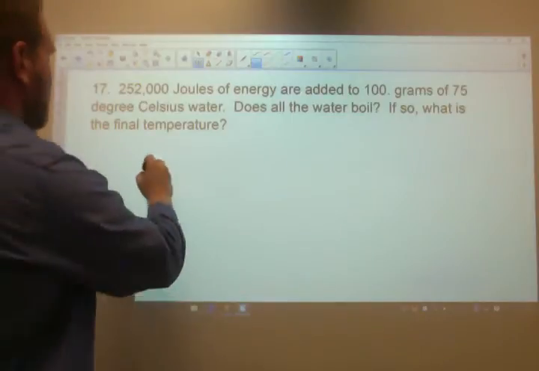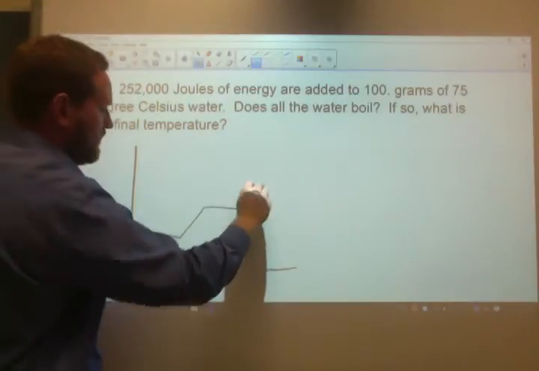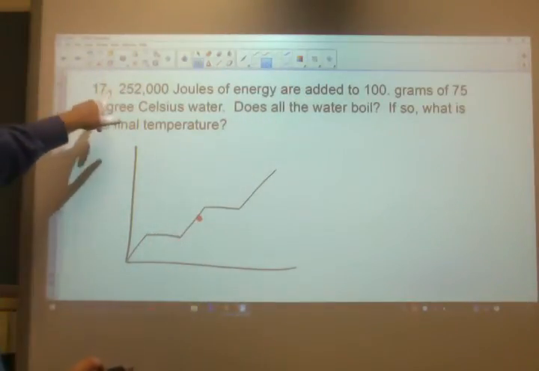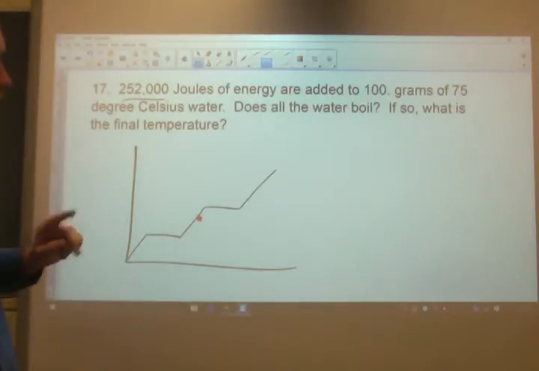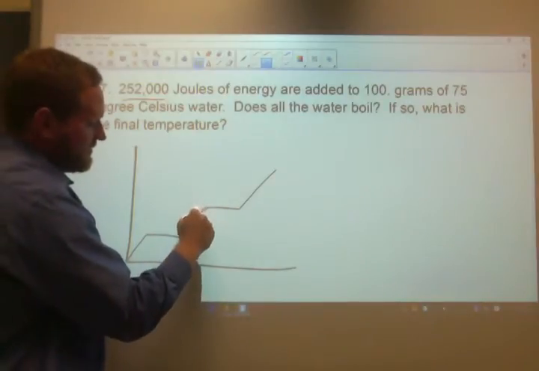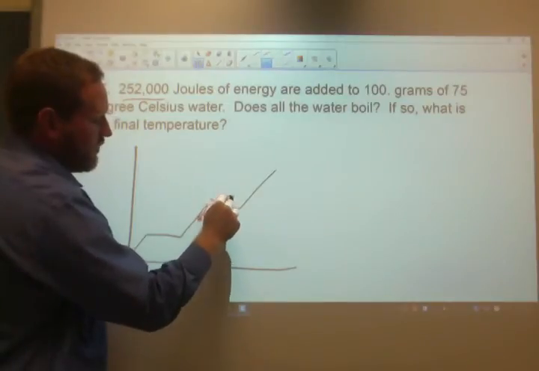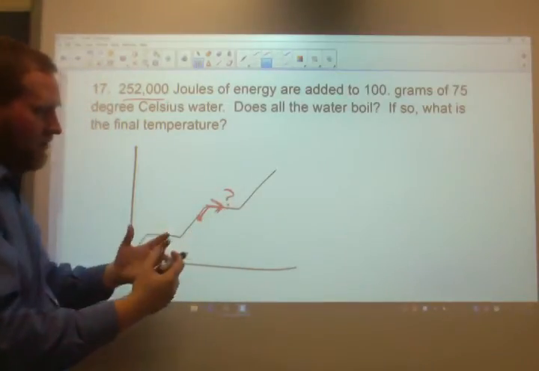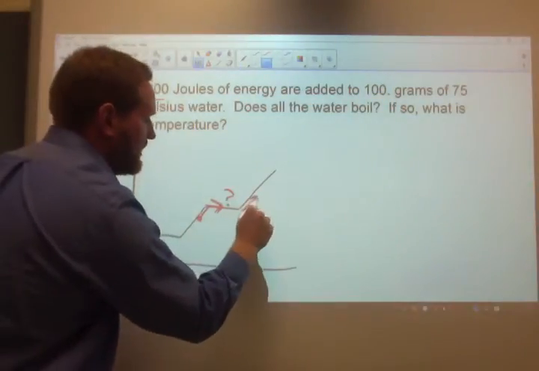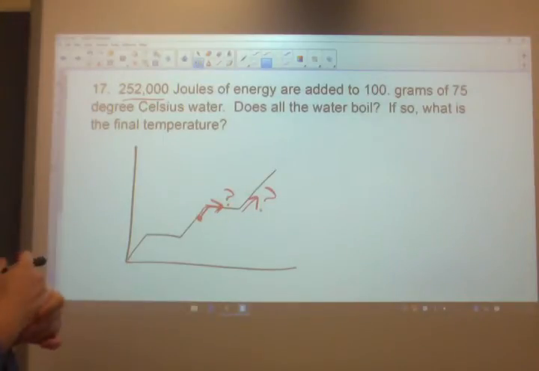So I'm starting with, first of all, I'm adding energy, so we need a heating curve. And I'm starting at 75 degrees Celsius water right here. I'm going to be adding a whole bunch of joules to it. Does all the water boil? So first of all, that's implied that it's at least going to reach boiling. So here it's going to start moving across, and I'm going to even put a question mark. Is it going to completely go across? I don't know. We're going to have to figure that out. If so, what's the final temperature? So it could even go up this high. We don't know. So this one we're going to have to kind of piece together along the way.